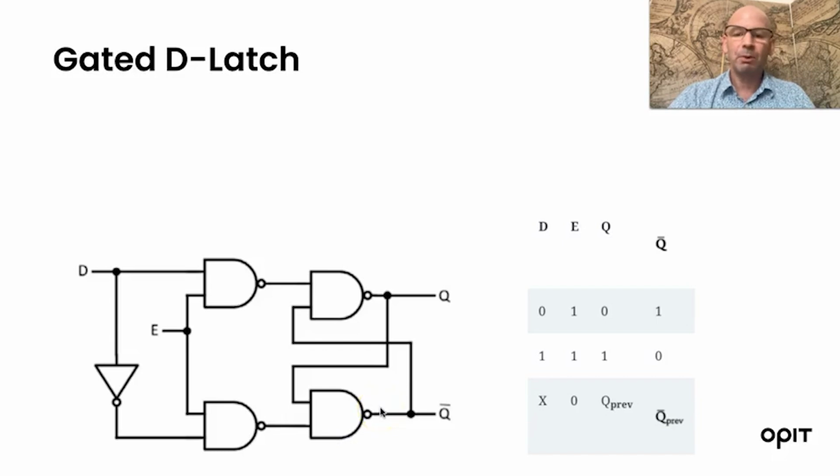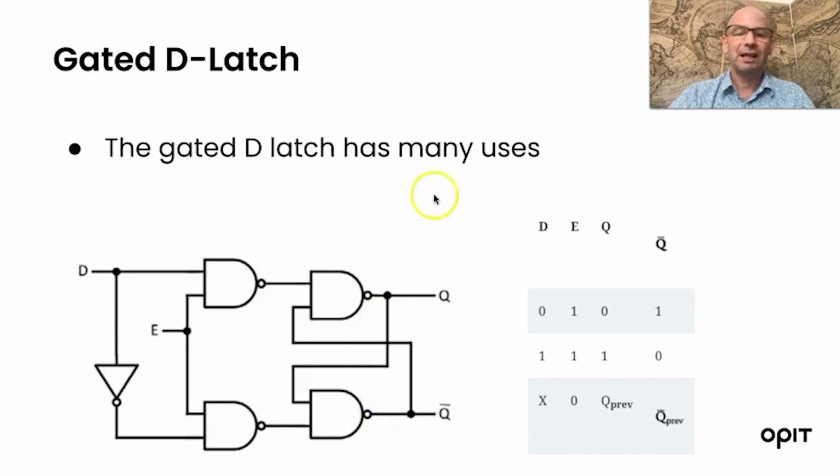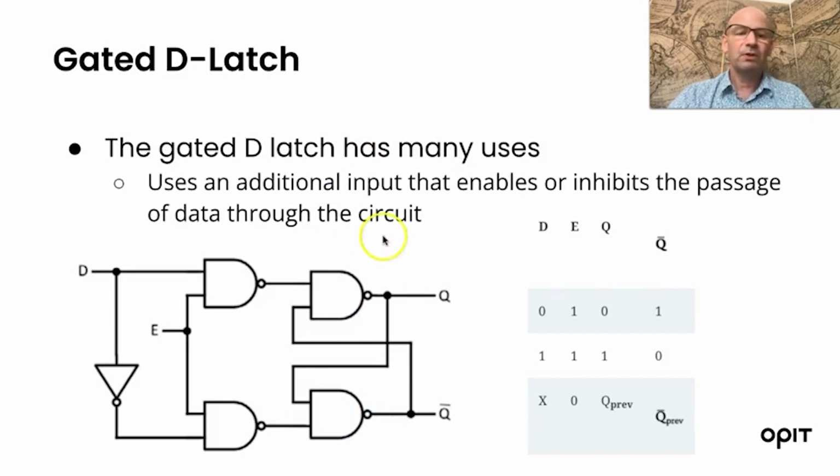The next example is what we call a gated D latch, and the gated D latch has many uses. It uses an additional input, E, that enables or inhibits the passage of data through the circuit. The D input here passes through to the Q output whenever the E enable input is high. So E is basically saying we can change the state as long as it's high. But if we turn off E, then the state will remain the same as what it was.